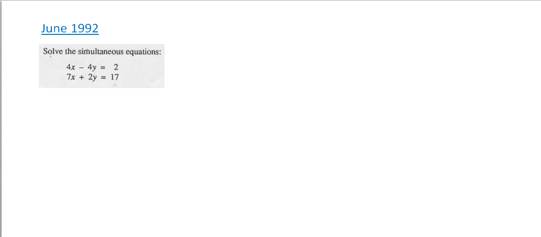So we're looking at the June 92 paper. We have to solve these simultaneous equations here: 4x minus 4y equals 2 and 7x plus 2y is equal to 17. Now, here's how we do this. First thing we need to do is to label our two equations. So we have equation 1 and we have equation 2.